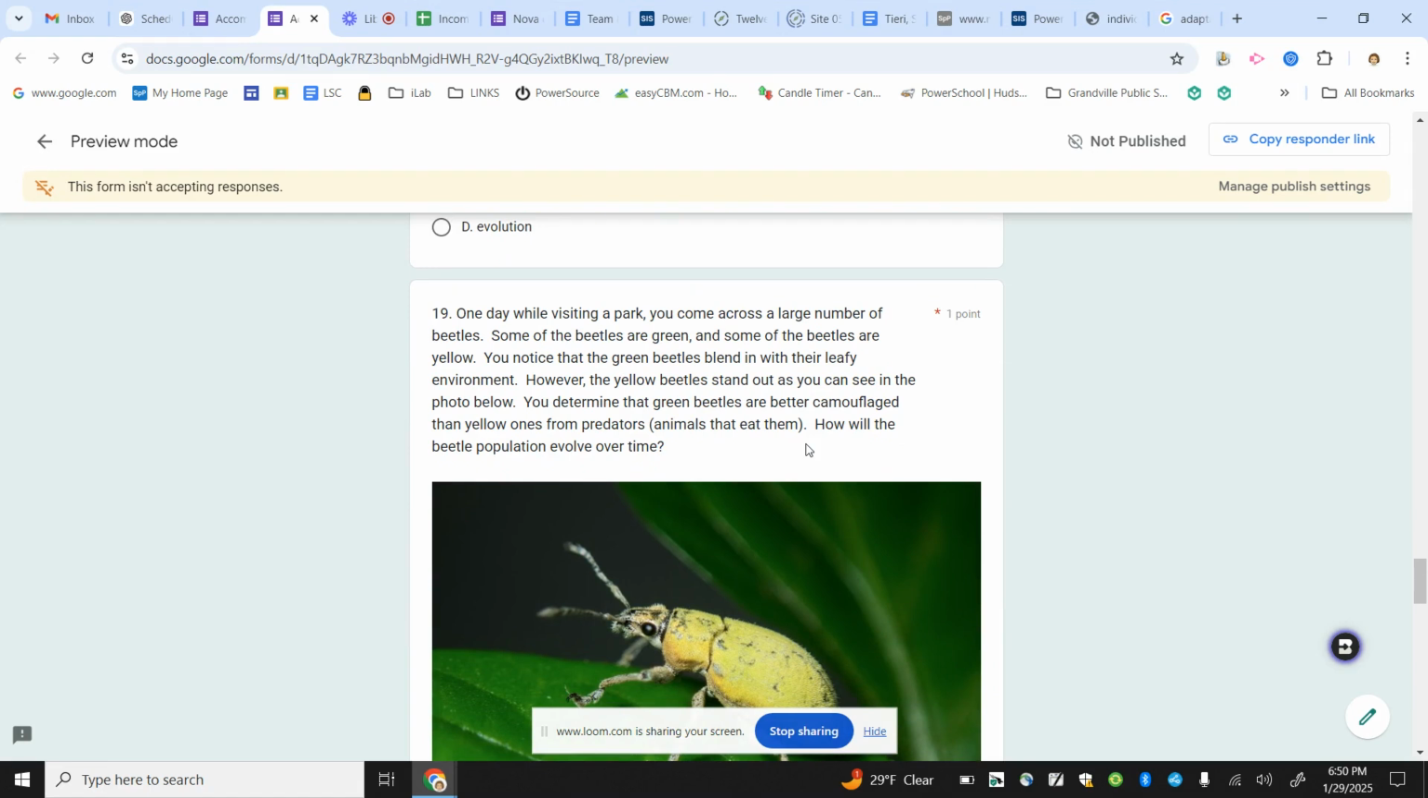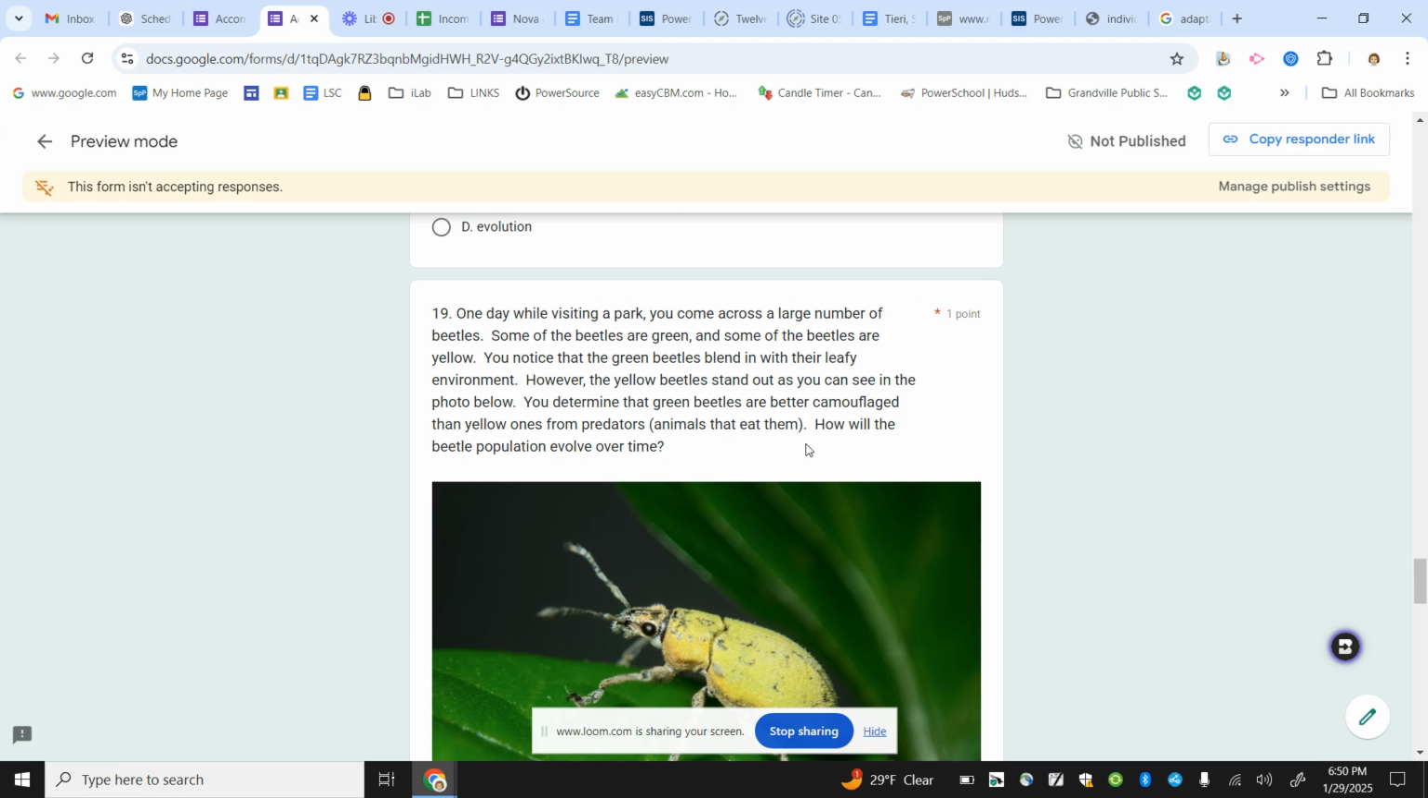Number 19. One day while visiting a park, you come across a large number of beetles. Some of the beetles are green and some of the beetles are yellow. You notice that the green beetles blend in with their leafy environment. However, the yellow beetles stand out, as you can see in the photo below. You determine that green beetles are better camouflaged than yellow ones from predators, or animals that eat them.